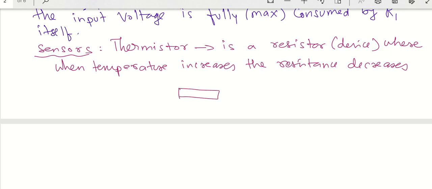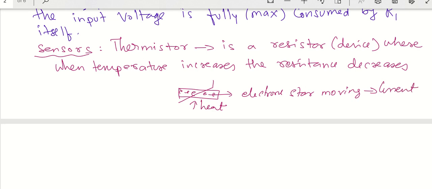Say this is a thermistor, and for some reason you are increasing the temperature. What will happen is there are a lot of electrons inside. As you heat, these electrons will move freely. Electrons start moving, which means your current increases. What does it mean? Resistance decreases.